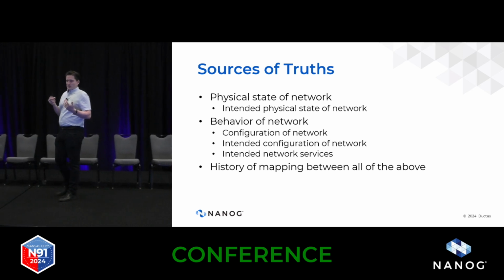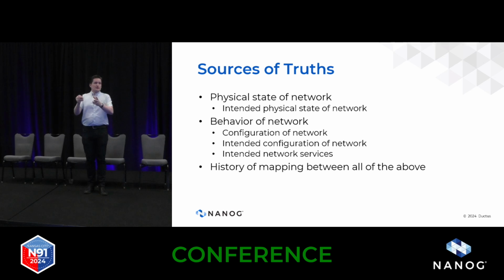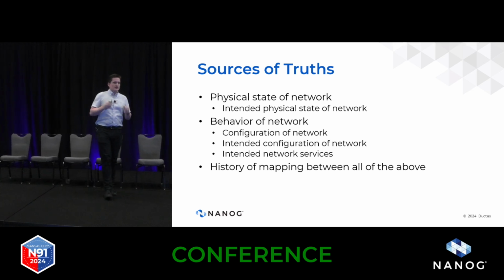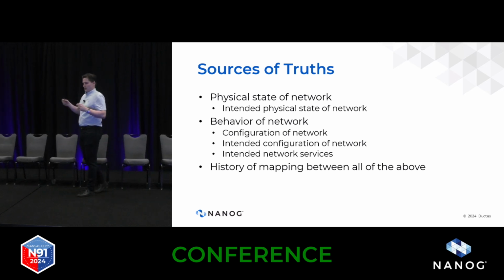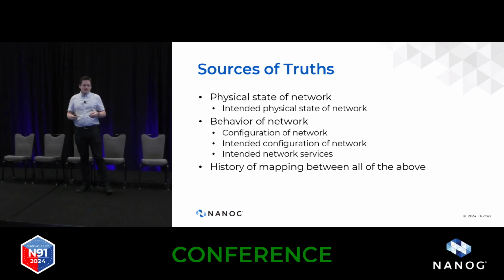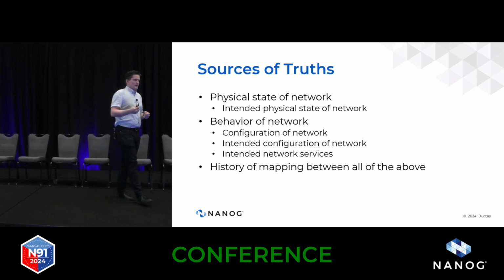And so where does that begin? Let's talk about the physical state of our network. What is physically there? We have a rack, it has devices in it, and they're cabled up. They have this type of cable, and these types of transceivers. Then we have our intended physical state in the network. And then there's a mapping between those.